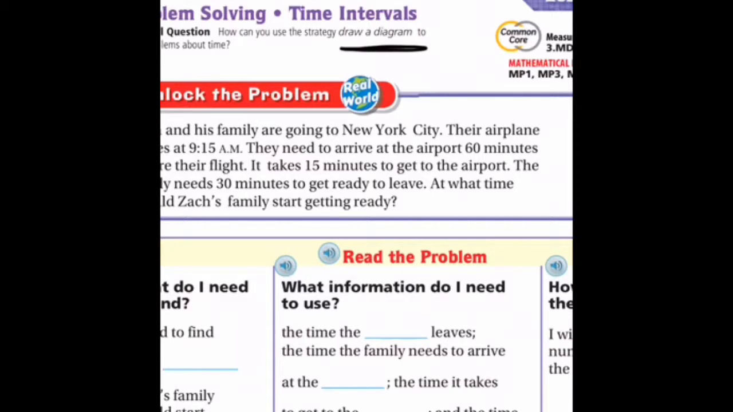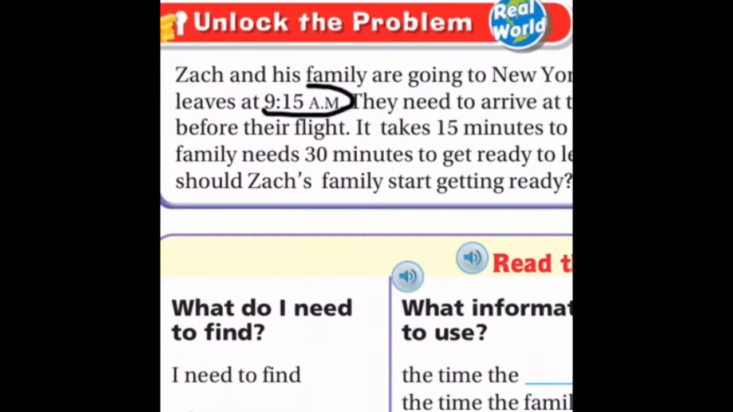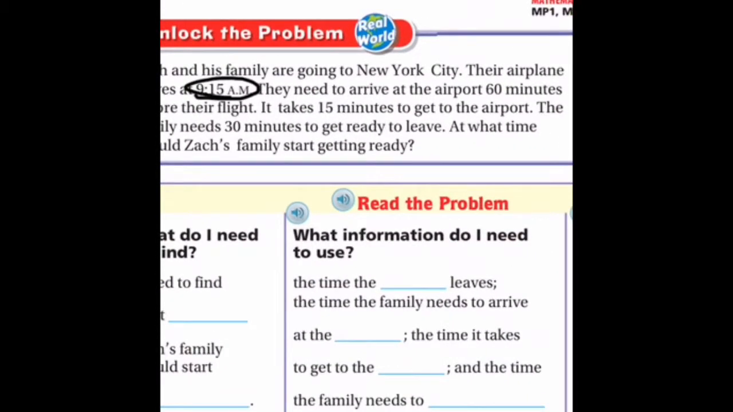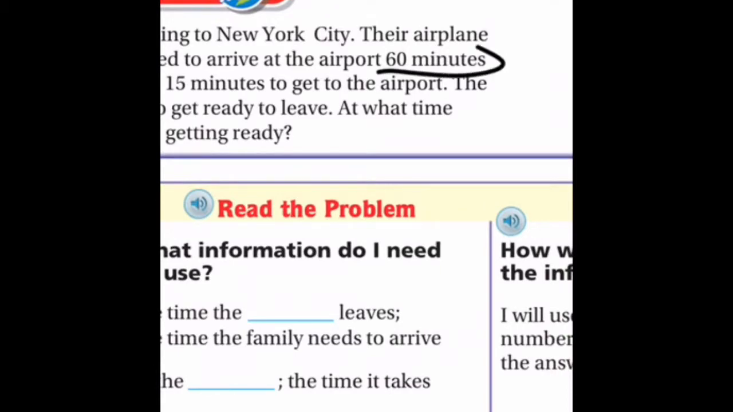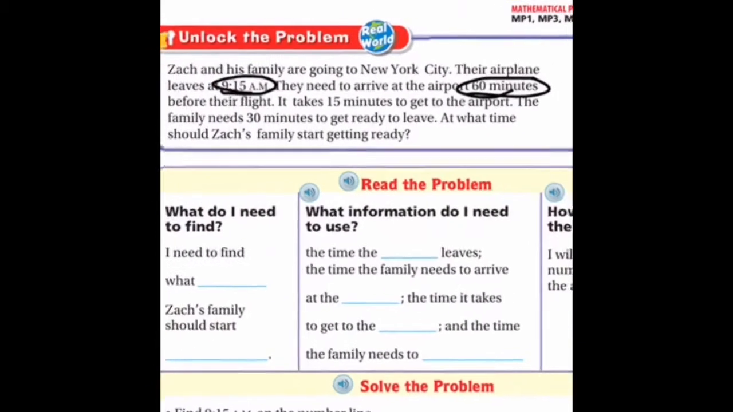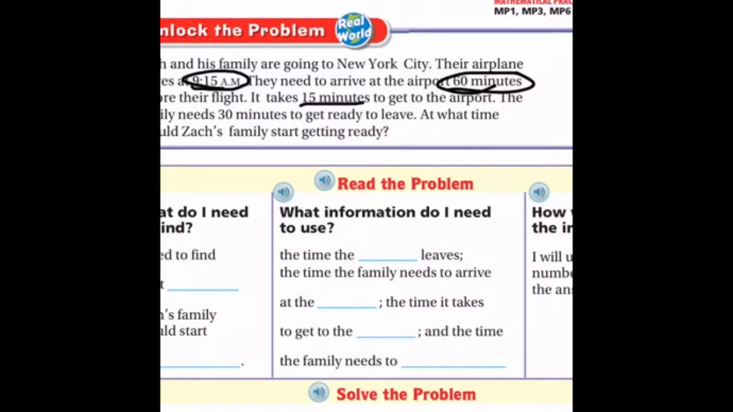There's a lot going on in this problem, so I really suggest when you get to these types of problems that you circle the important parts. It says Zach and his family are going to New York City. Their airplane leaves at 9:15 a.m. They need to arrive at the airport 60 minutes before their flight. It takes 15 minutes to get to the airport, and the family needs 30 minutes to get ready to leave. At what time should Zach's family start getting ready?